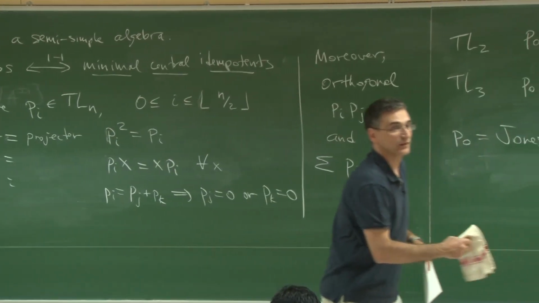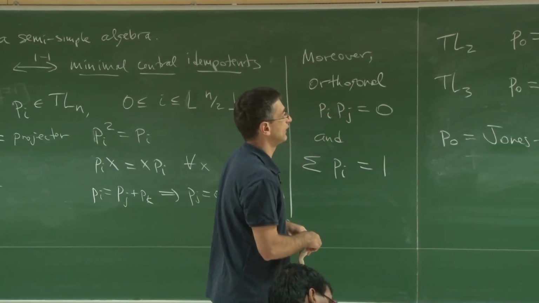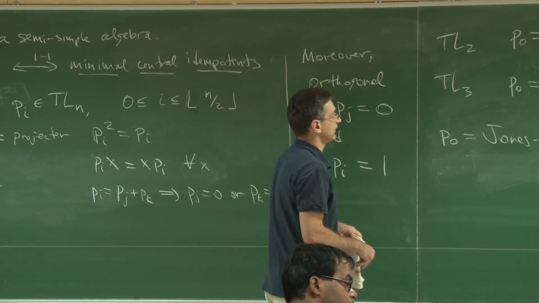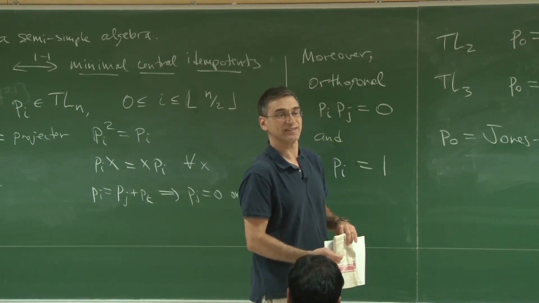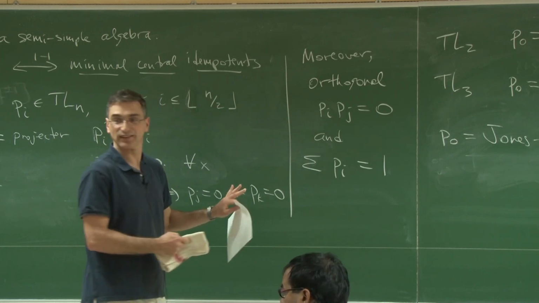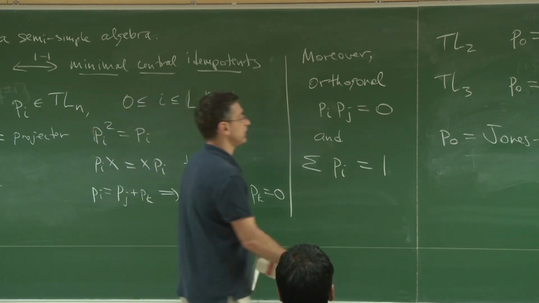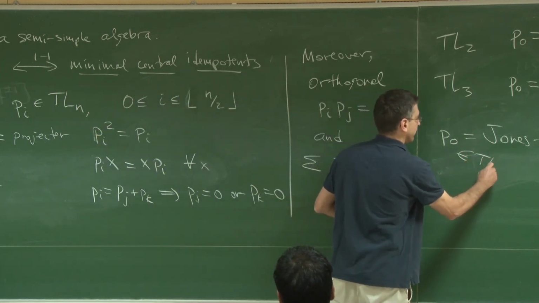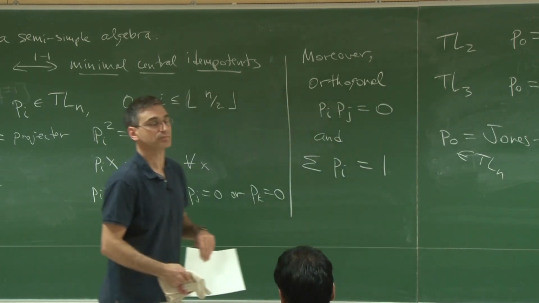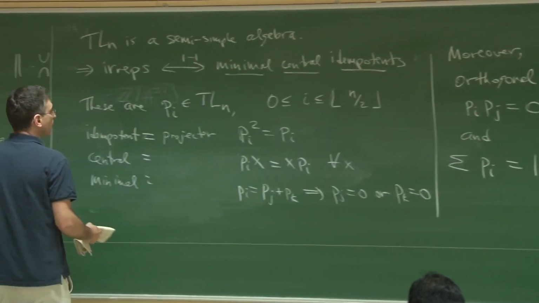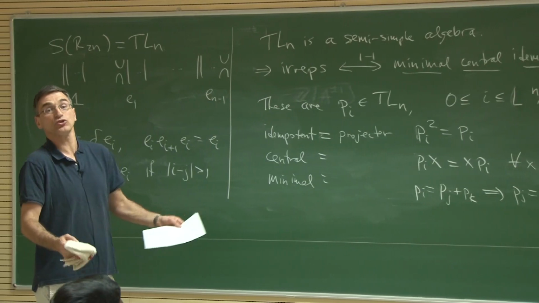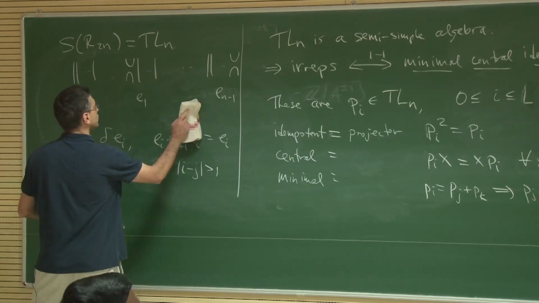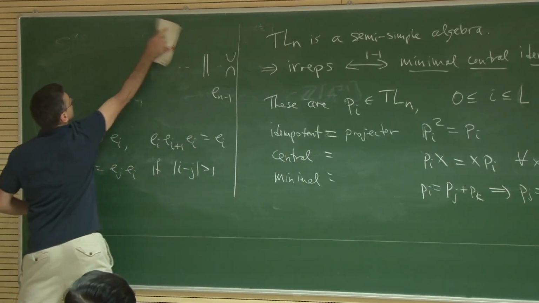So you mean in different TLNs, each P0 is a Jones-Wenzel idempotent? Yes. That's correct. Did everybody understand the question? P0 is an element in TLN. All right. Let me show you how these are used. I'll show you how Jones used them. This is even better. I'll show you how Jones used them in his original paper.